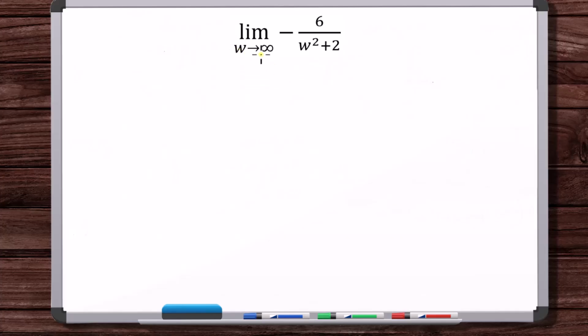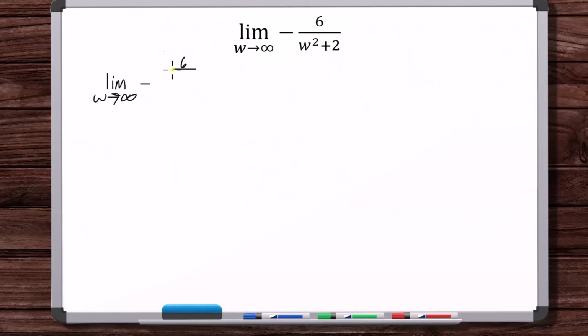Okay, the limit as w approaches infinity of minus 6 over w squared plus 2. This is a rational function, right? 6 is a polynomial, a degree 0 polynomial. So we have a limit at infinity of a rational function. Let's just divide the numerator and denominator by w to the power of the order of the denominator.